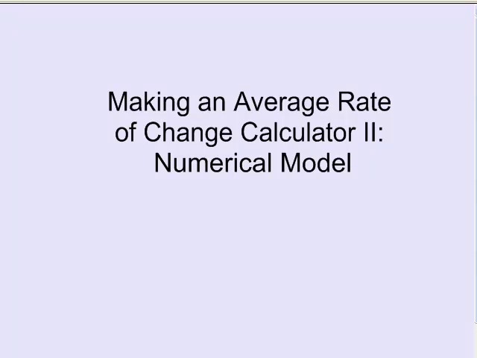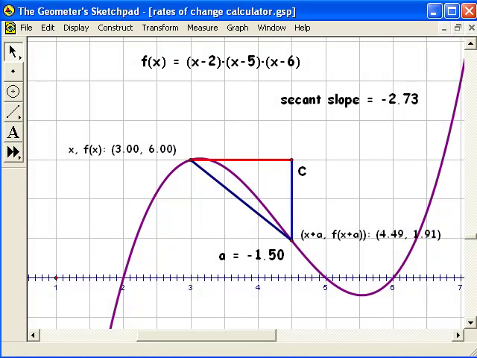So the next assignment will be just making an average rate of change calculator. Now we've already done that once and we did it with Sketchpad. Now we're going to be looking at the numerical model. There's going to be some small subtle changes. Here's an example of an average rate of change calculator using Sketchpad.